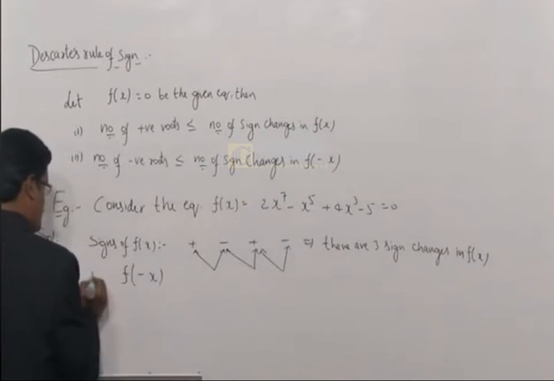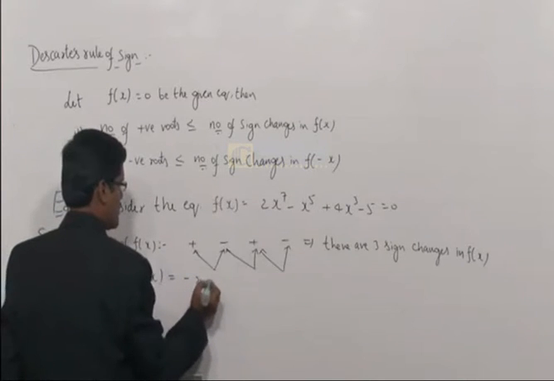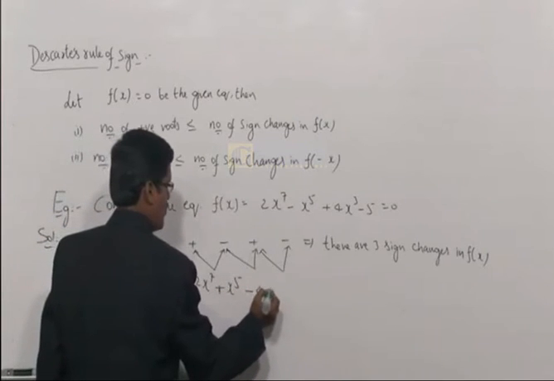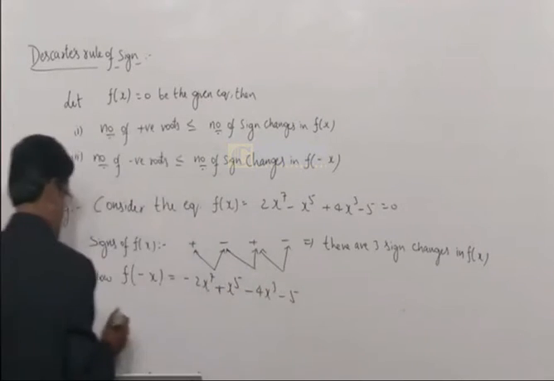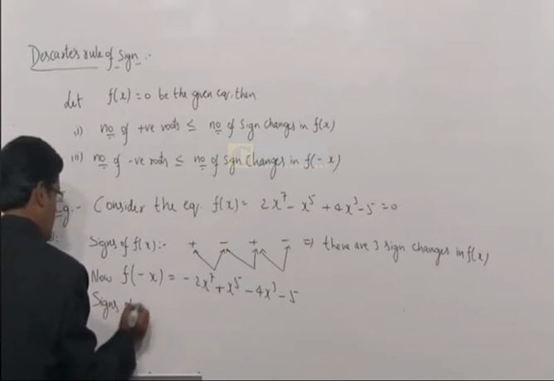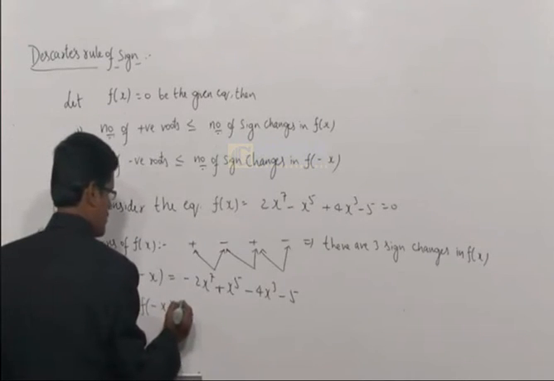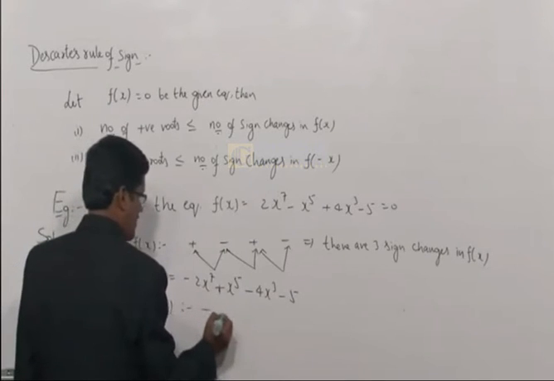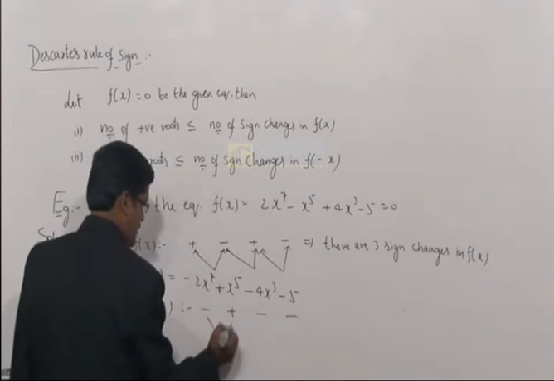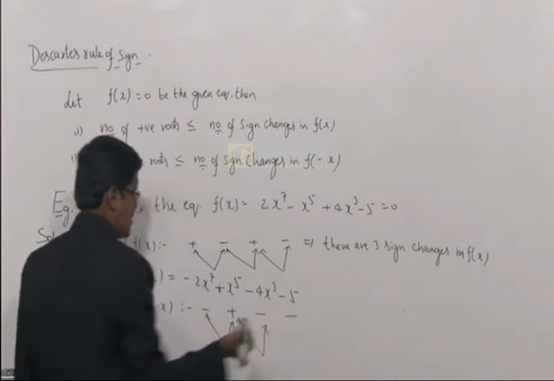f of minus x now is equal to, just substitute x is equal to minus x in f(x): minus 2x^7 plus x^5 minus 4x^3 minus 5. So in this I am writing signs of f of minus x. The first sign is minus, second sign plus, third sign minus, fourth sign minus. This is the first change. This is another change, plus to minus. Here minus to minus, no change.